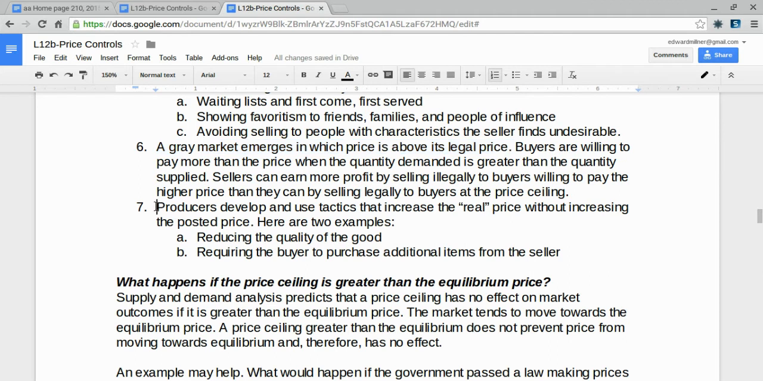And finally, producers will develop and use tactics that increase the real price without affecting the posted price. Here are two ways to raise the real or effective price without affecting the posted price. You can simply reduce the quality of the good. A second way is to require the buyer to purchase additional items from the seller.